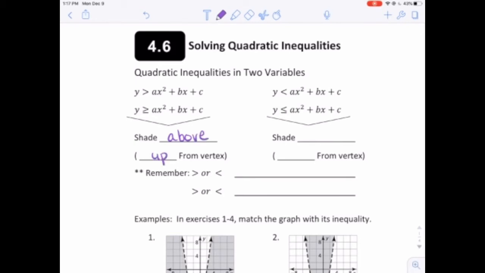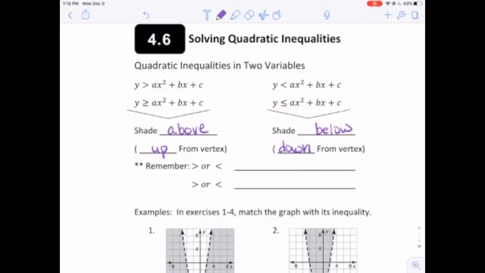When we had lines, we were looking at our y-intercept and deciding up or down. Now we're looking at the vertex and deciding up or down. So if we have a less than or equal to, we're going to shade below. And that's going to be down from the vertex.